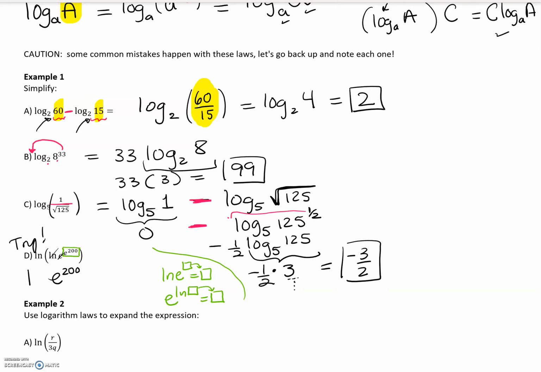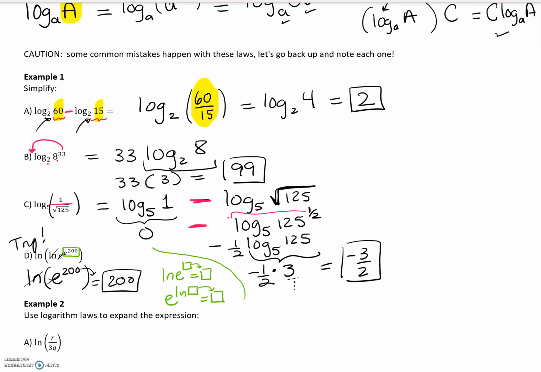Then who's waiting outside? Another ln is waiting outside. So now I have the same thing occurring again. I have ln e raised to the 200, so the ln and the e undo each other, and what pops down is the 200 as my final answer. So that one was a little harder, but it really just involved the properties from the last section, the inverse properties of just plopping down the things. If you have two inverses next to each other, you get back exactly to where you started.